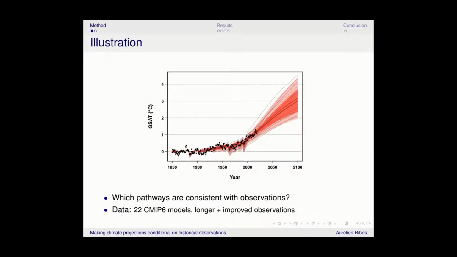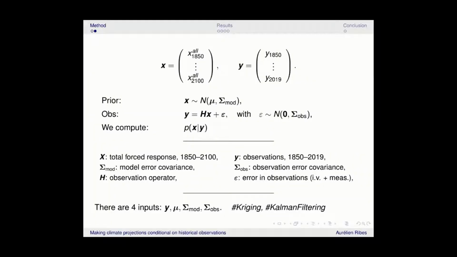Okay, so now if you put all this into equations, there is a summary in this slide. The vector of interest is x. It's basically a time series of the forced response from 1850 to 2100. You get a time series of observations, y. You first of all use the collection of CMIP models to build the prior on x. And then you express the observations as a subset of x plus noise. And noise in observations comes both from internal variability, but also measurement uncertainty.